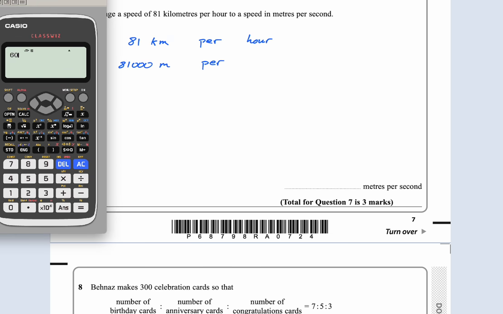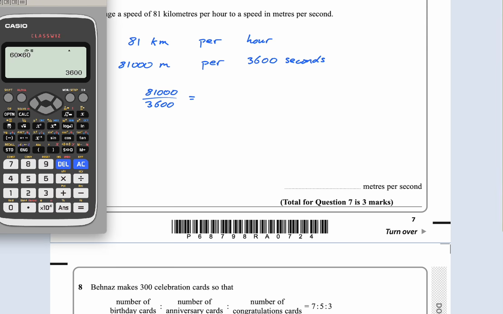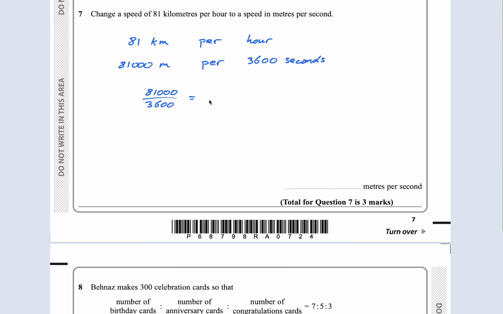Maybe you could just know that, guys, but there's 60 minutes times 60 seconds, 3,600. So it's 81,000 meters per 3,600 seconds. So we want how many meters per 1 second. So I'm just going to do 81,000 divided by 3,600, because that will tell me how many meters he does in 1 second. 81,000 divided by 3,600 gives me 22.5, which is correct. 22.5 meters per second.